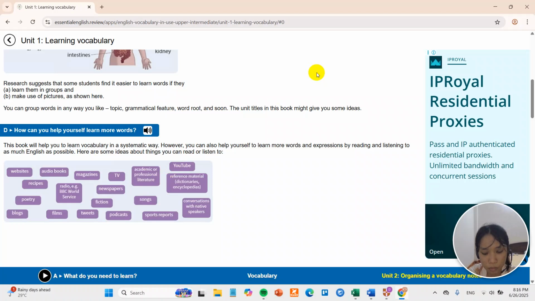Website, audiobook, công thức, thơ, những bài blog, tạp chí, radio, ví dụ như là kênh BBC World Service, những bộ phim, TV, báo chí, xã luận, tweet là những cái bài viết ngắn ở trên Twitter, podcast, văn học học thuật hoặc là chuyên nghiệp, những bài hát, những thông báo, những báo cáo về thể thao, YouTube, những tài liệu ví dụ như là từ điển, hoặc là bách khoa toàn thư, những cuộc trò chuyện cùng với những người bản xứ.